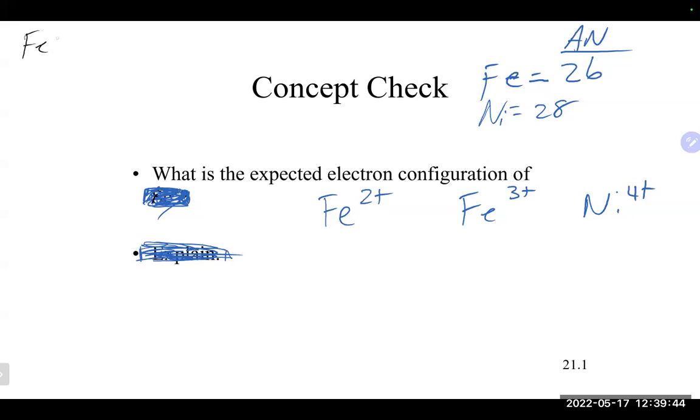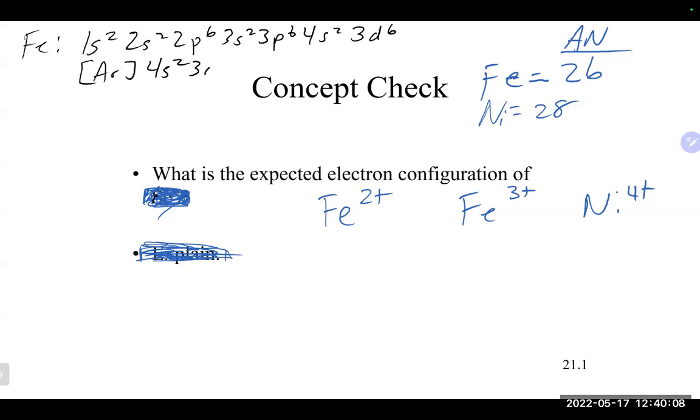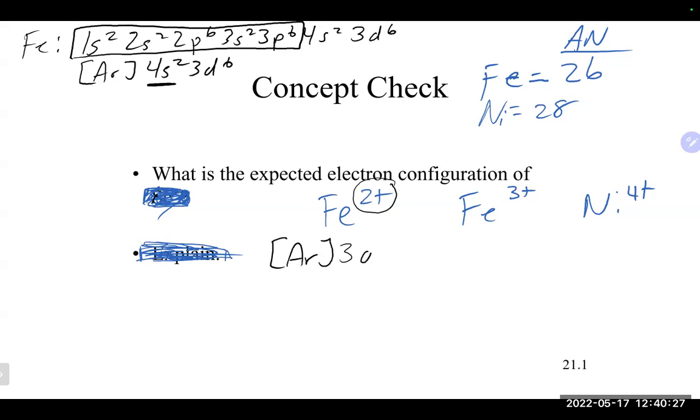So if we just looked at iron with no charge, it would be 26. If you went longhand there, 1s2, 2s2, 2p6, 3s2, 3p6, 4s2, and then 3d6. If you went shorthand, you would do argon, 4s2, 3d6, as the argon would cover everything through there. So in this case, with our +2, it will lose these 2 electrons first, which means this would be argon 3d6. Any questions on that one?